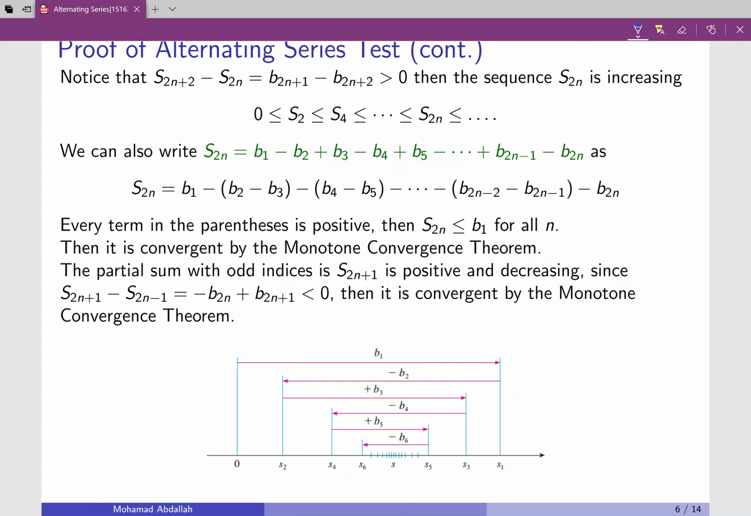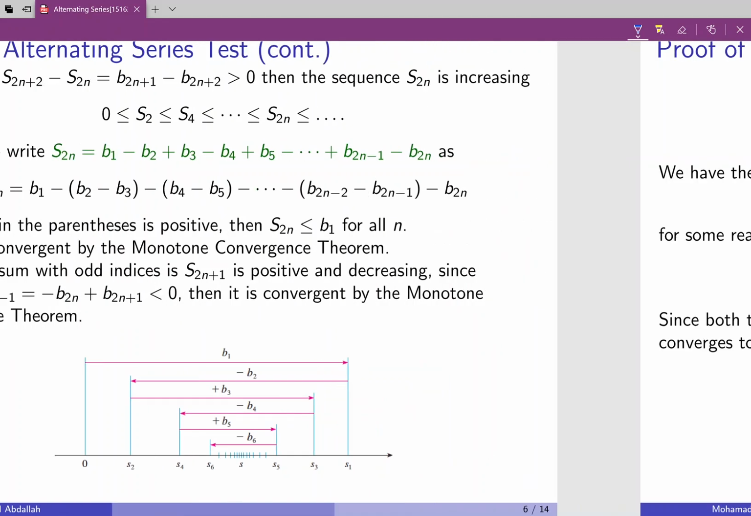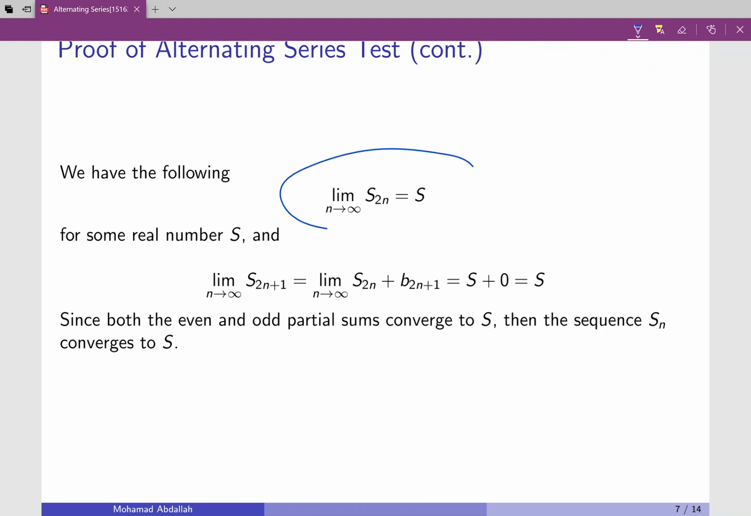Here you can visualize what it means to say b1 minus b2 plus b3 minus b4. You can see how b1 was bigger than b2, and then you take the difference, and so on. So we said that the even indices, they go to s.